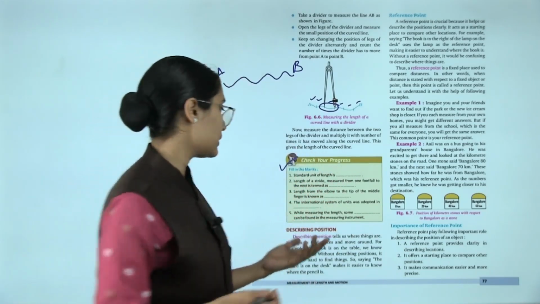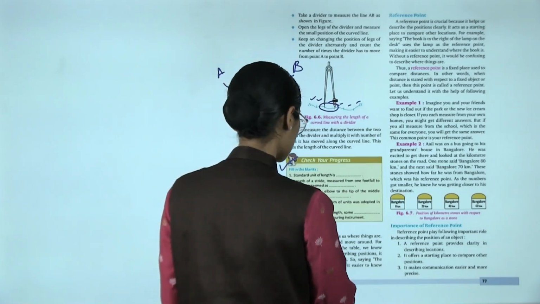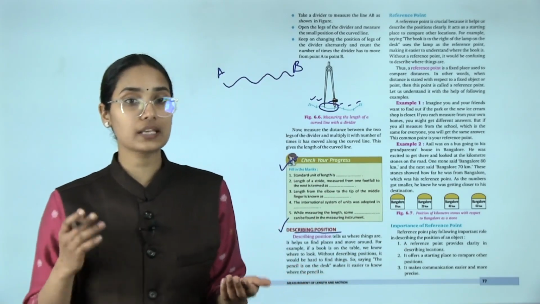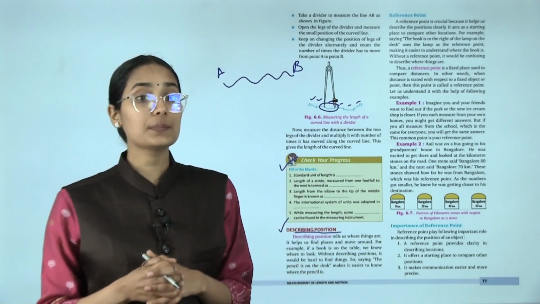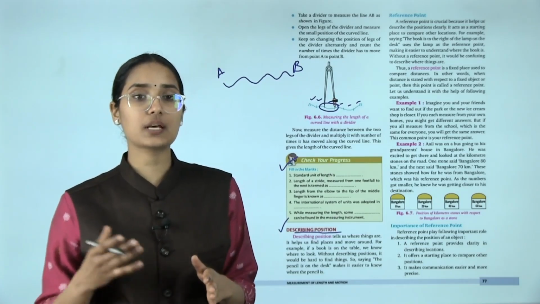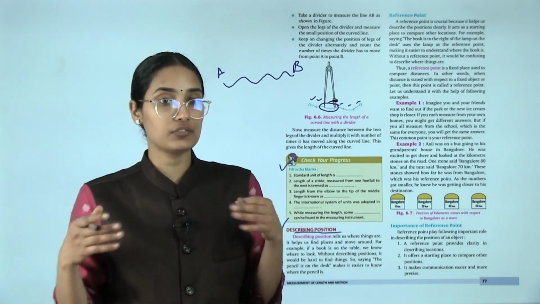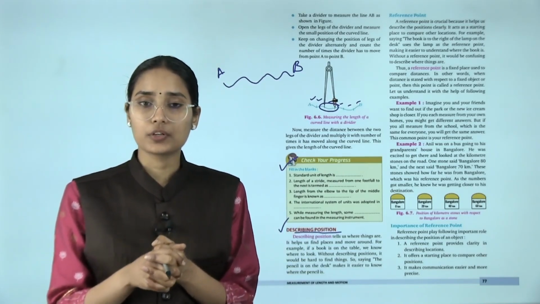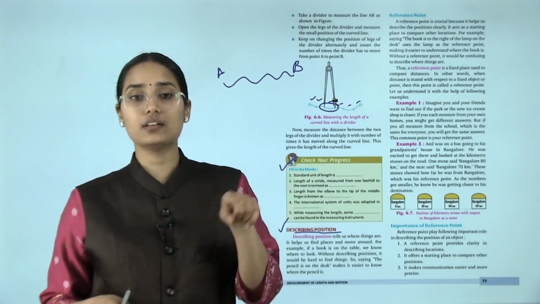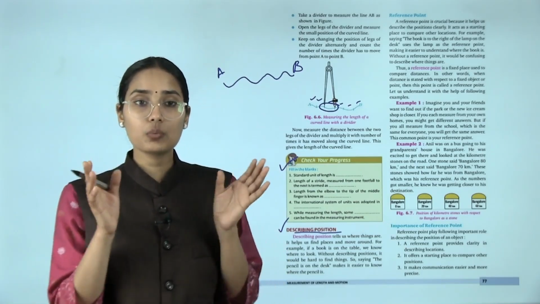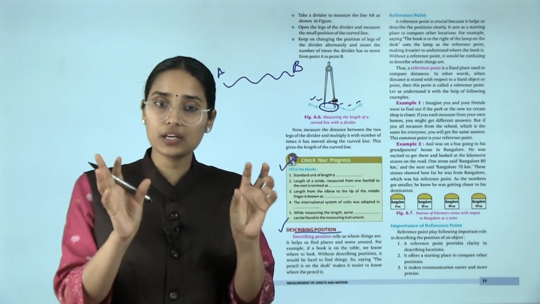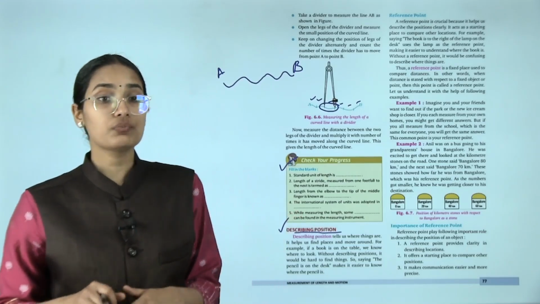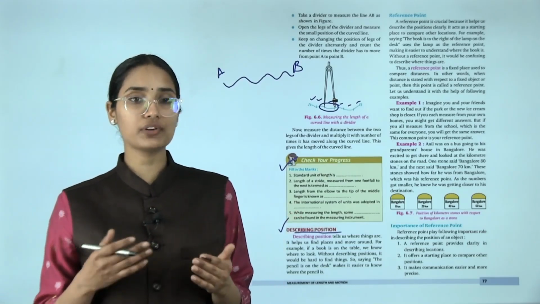Now, let us understand how we describe a position. Describing position tells us where things are. It helps us find places and move around. For example, if a book is on the table, we know where to look. For example, I asked you, where is the book? You said it is on the table, it is in the bag. So, by describing its position, I know something about it. Without describing position, it would be hard to find things.